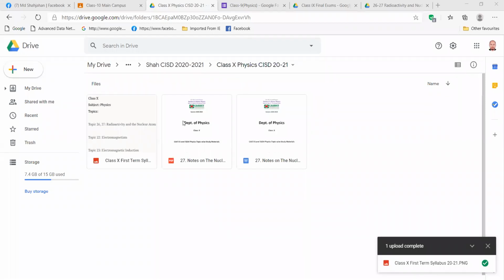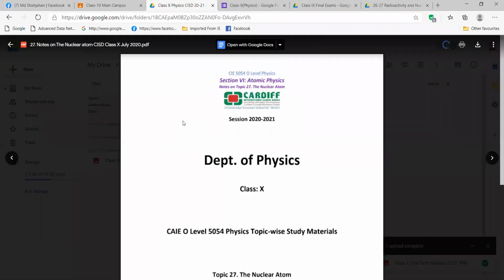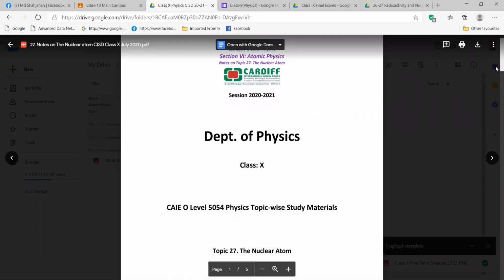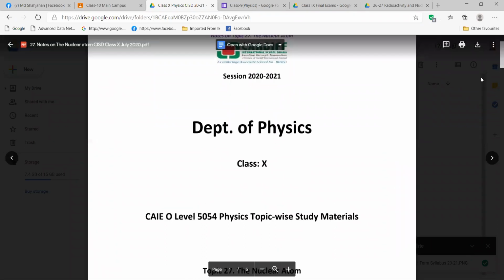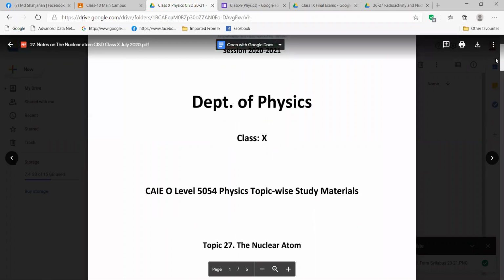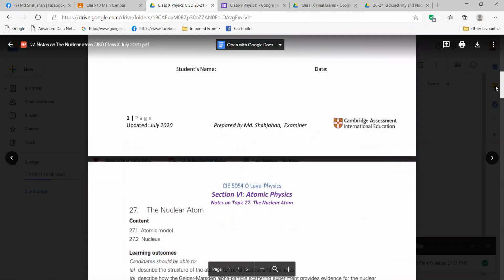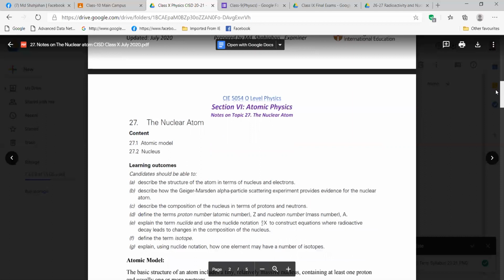So here we are getting the notes on nuclear atom. As Ziba was saying, this topic is really small one, and we could start with topic 26, but according to my analysis, it's better to start with this one because it's giving you the basic knowledge of atoms and atomic structure, which will help you to understand some of the things in topic 26. That's why I'm bringing this one first, 27.